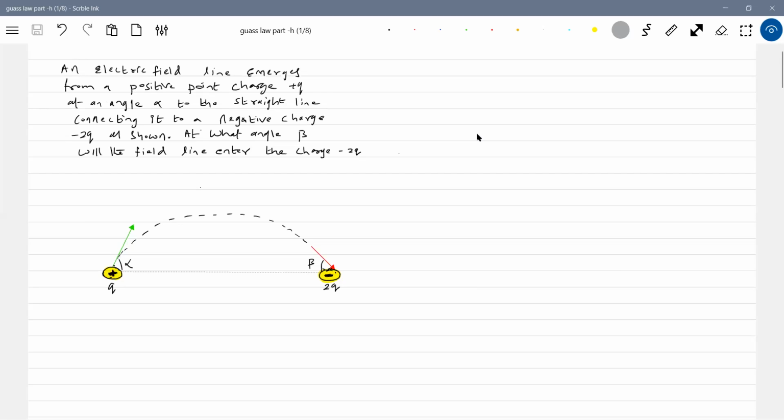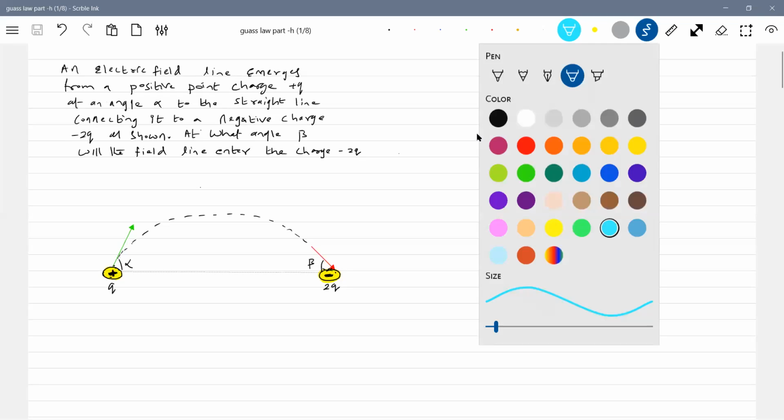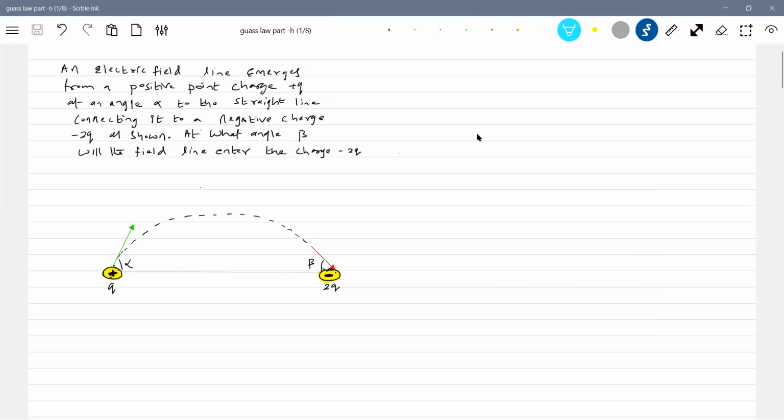Now, for a charge Q, if I assume the number of lines of force is 8, then for 2Q charge, how many should it be? 16 lines of force should be there. So then if you take this particular region, I'll call this a tube. Within this tube, how many lines of force are there? Those many lines of force should remain constant. Actually, we have to draw many lines here.